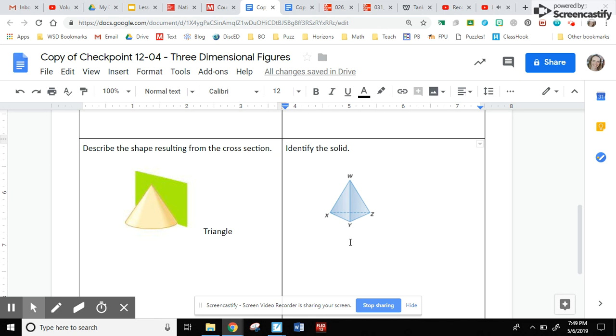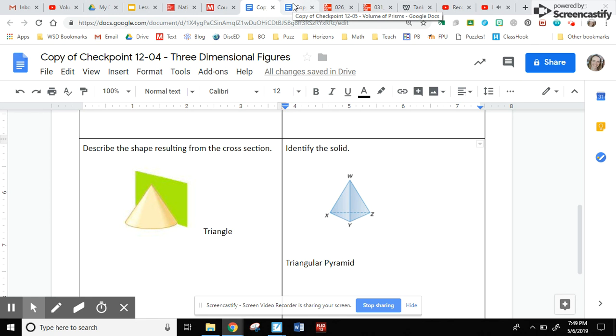So when we look at the base of this 3-dimensional figure, we see that it has a triangle. So it is triangular, and I notice it's got a pointy point. So it's going to be a pyramid. And it's a triangular pyramid. I could have any shape at the base. In this case, X, Y, and Z are only 3 points, and therefore a triangle. All right, hope you did well on checkpoint 12.4.